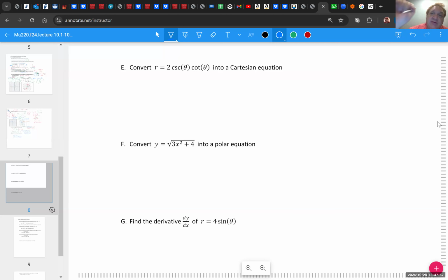Okay, so if you're back or if you just stayed to see what I'm doing here, I'm going to be solving both E and F. All right, so I need a Cartesian equation. I have cosecants and cotangents. My formulas involve sines and cosines, so I'm just going to rewrite these things using sines and cosines. So cosecant is 1 over sine. Cotangent is cosine over sine.